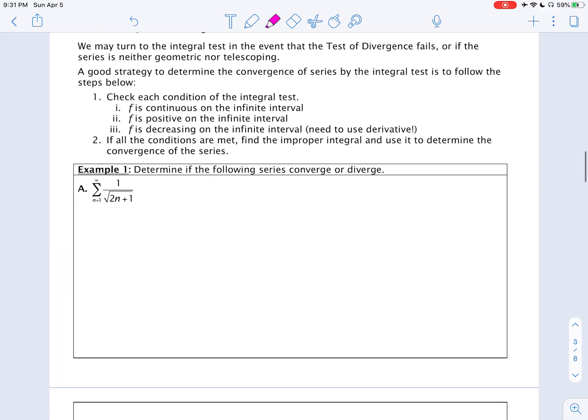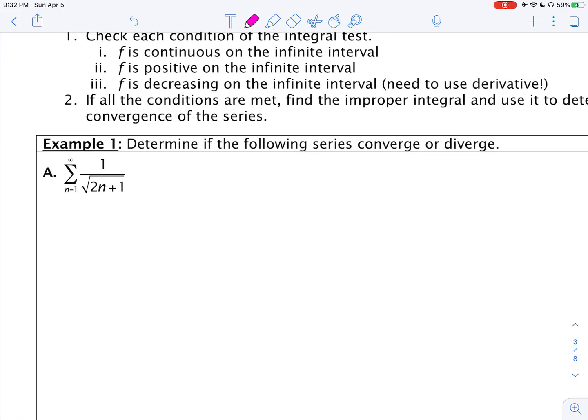All right, so let's do some problems that help show you how to work through them and fully implement the integral test. So here we go. Determine if the following series converges or diverges. Okay, so first off, can we use the integral test?